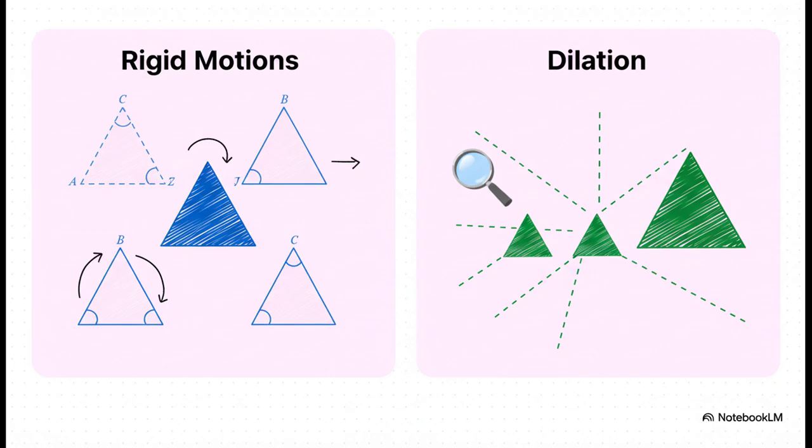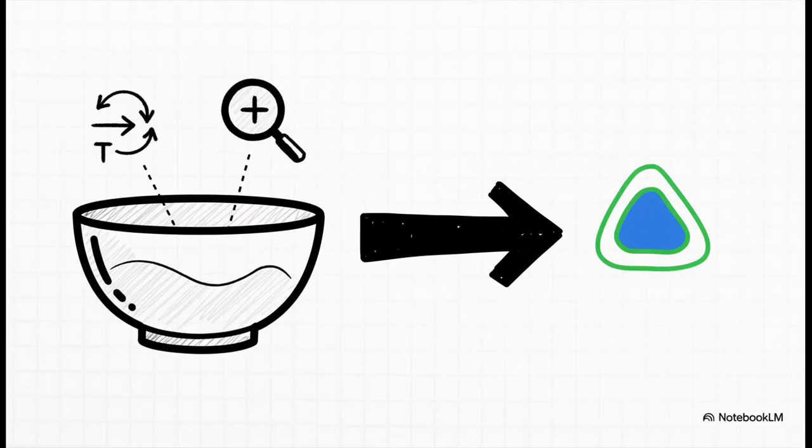It's our resizing tool. So the best way to think about it is like a recipe. The rigid motions are for positioning. They just move the shape around. The dilation is for scaling. It shrinks or grows the shape to the final size you need. You combine them to get your final result, a perfectly mapped, similar figure.